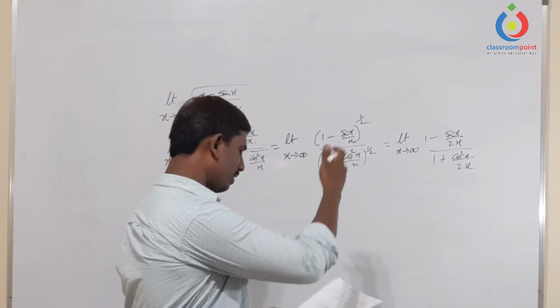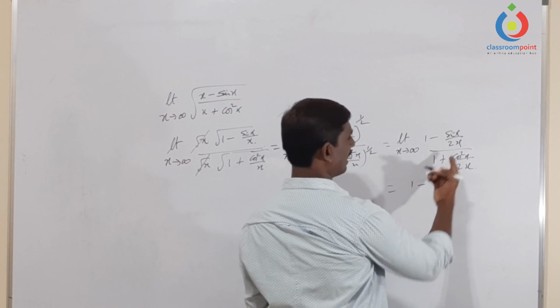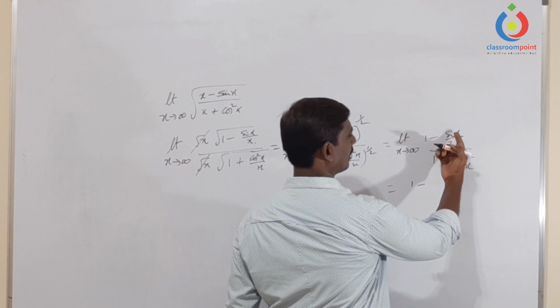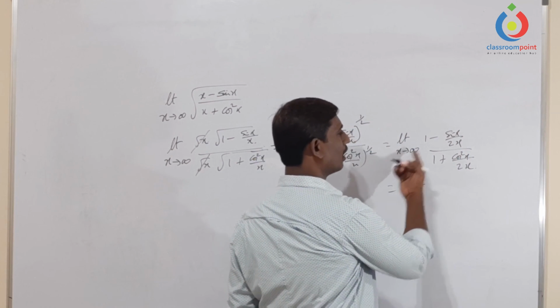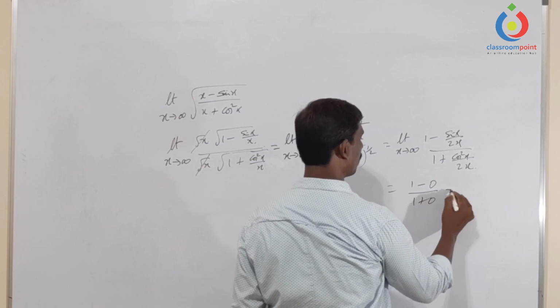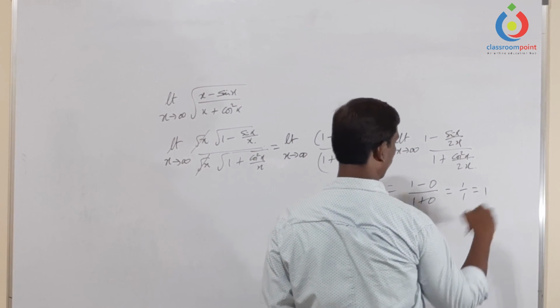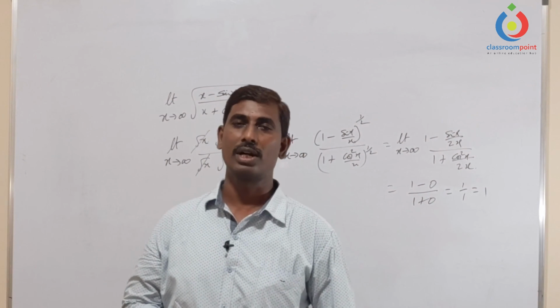Right? What do we have here? The result is 1 minus sin x by x, x tends to infinity, then automatically it is 0. This is also 0. Then 1 by 1 is equal to 1. That is the answer.